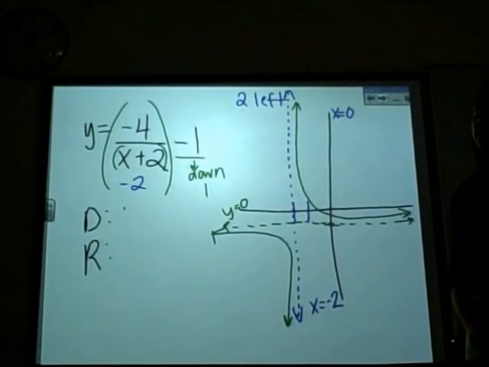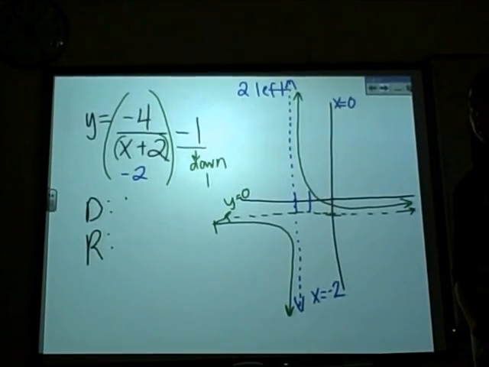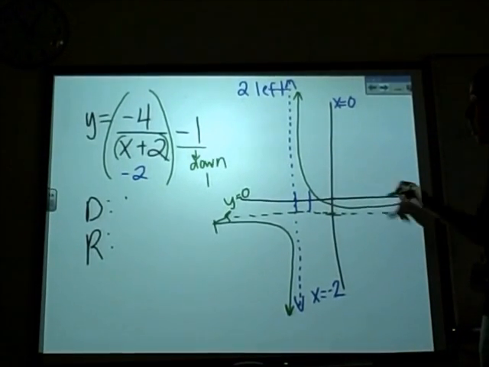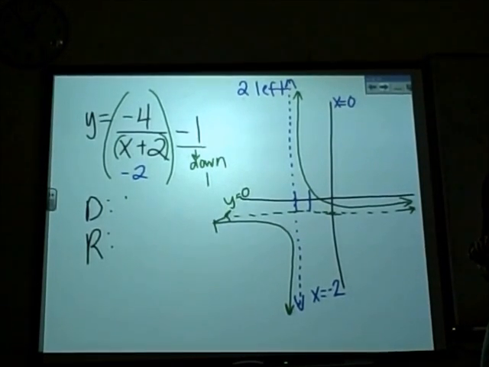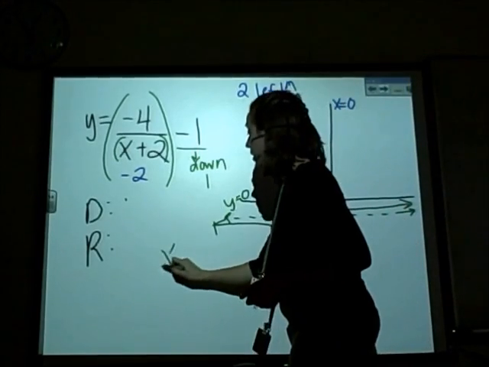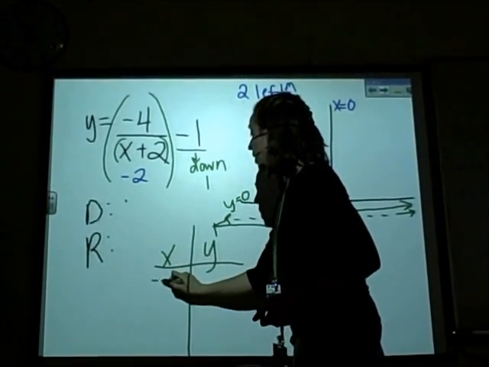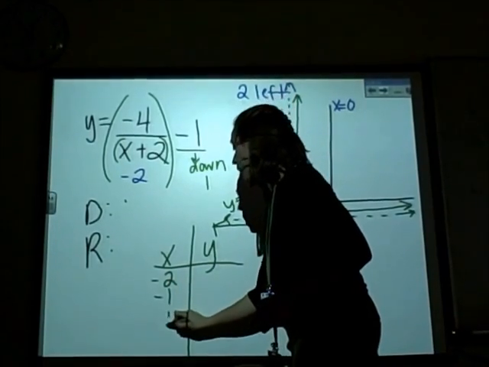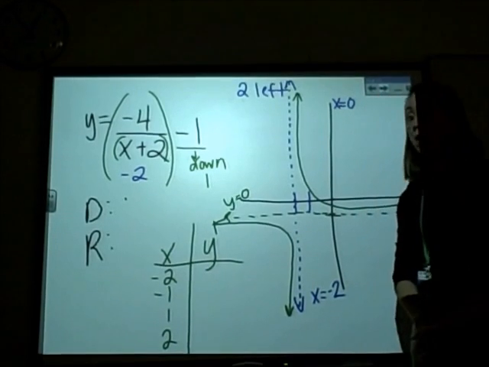Okay, so what I want you guys to focus on here is putting it into your calculator, getting those accurate points to help plot those branches. Because remember, they could be more spread out. Okay, you can also pick points for your XY chart there. You can try what happens when x is negative 2, negative 1, 1, or 2. Plug them in to get a y.